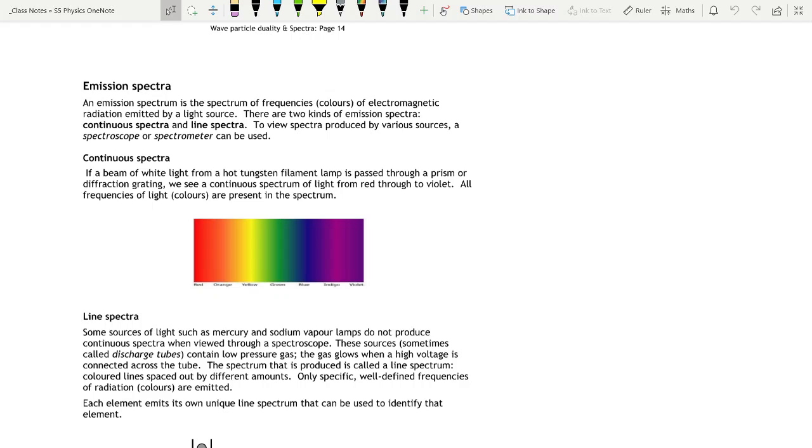Continuous spectra come from a white light source. You can see it through a prism, or through the diffraction glasses that you use. And you see a continuous spectrum of light from red through to violet, and all frequencies are present in the spectrum.